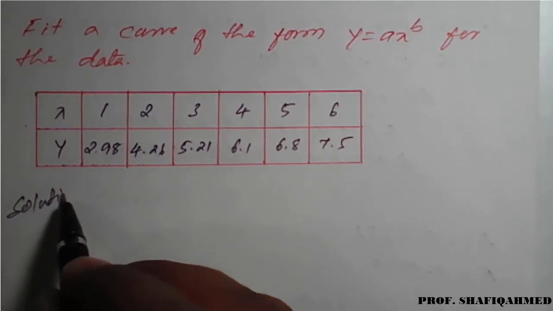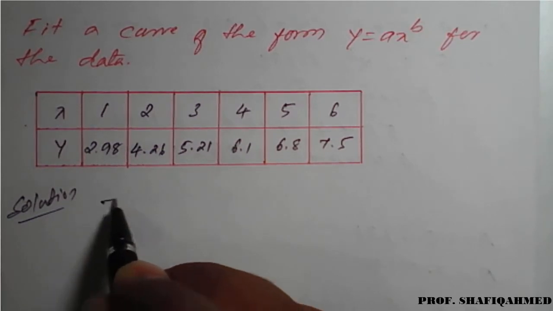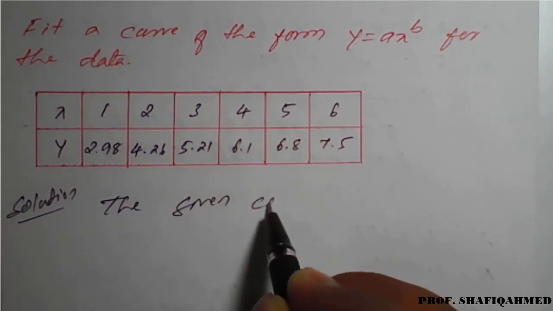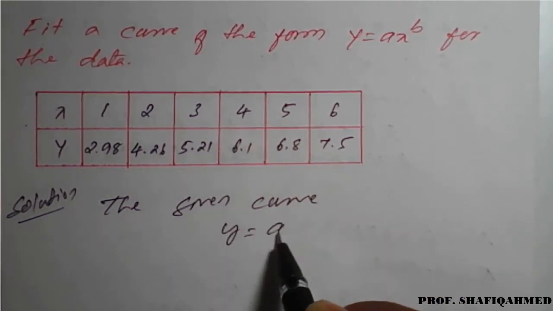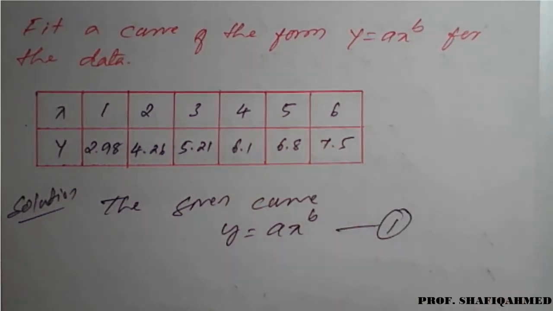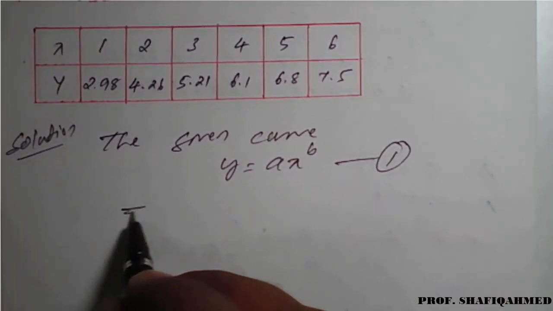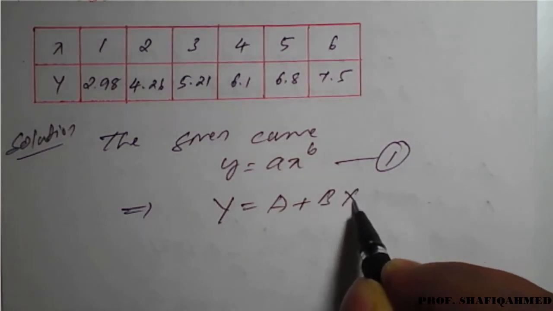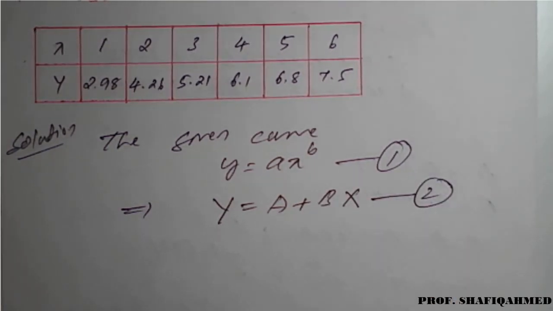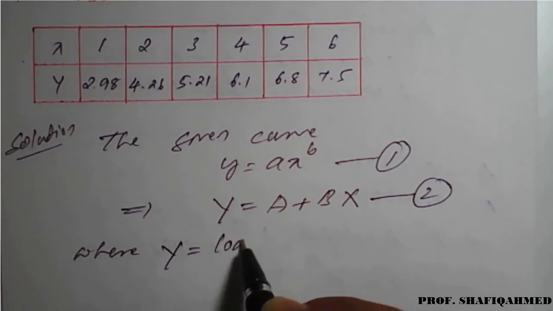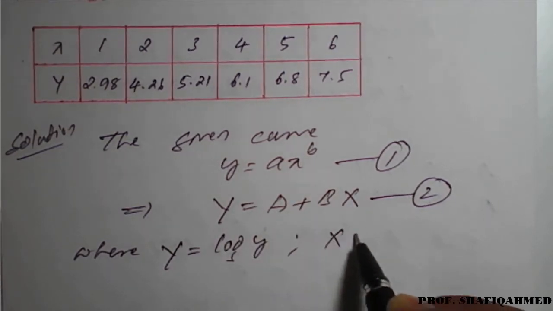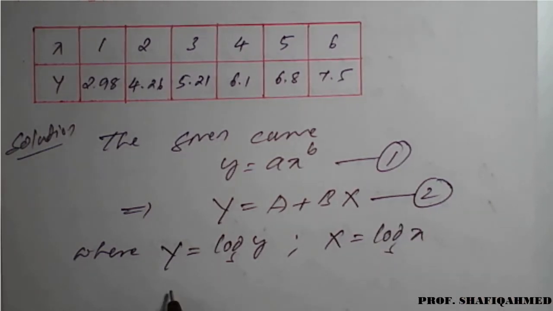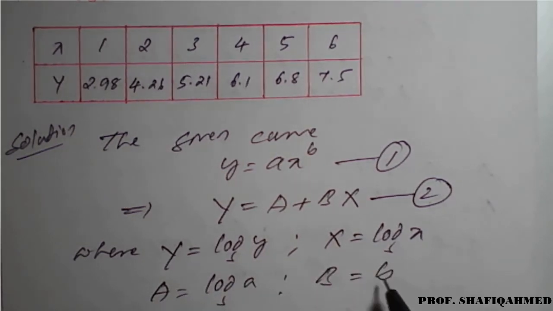Solution: the given curve is y is equal to a into x raised to b. I'll give equation number 1 for this. Which implies capital Y is equal to capital A plus capital B into capital X. I will give equation number 2, where capital Y is log of small y, capital X is log of small x, capital A is log of small a, and capital B is small b.